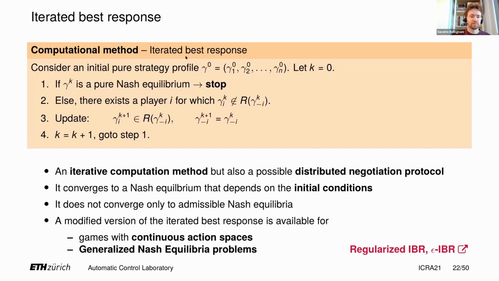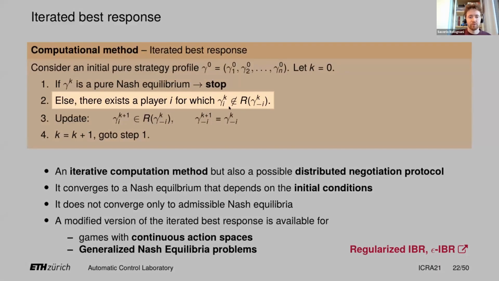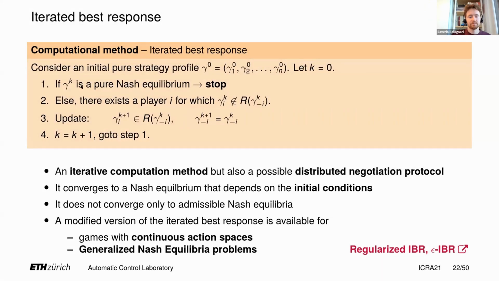Iterated best response starts from an initial strategy for all players, a counter at 0. And then if this is a pure Nash equilibrium, you stop. That's an easy test. If it's not a Nash equilibrium, there must be a player that can improve, for which their current strategy is not the best response to the others. Then let this player improve and pick a new strategy which is the best response, while the others maintain the same strategy. And you rinse and repeat.